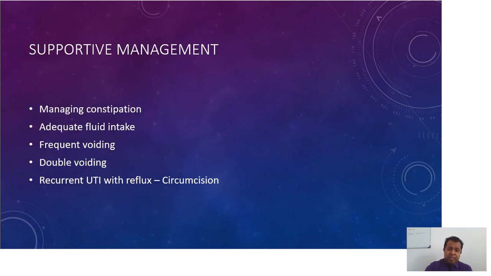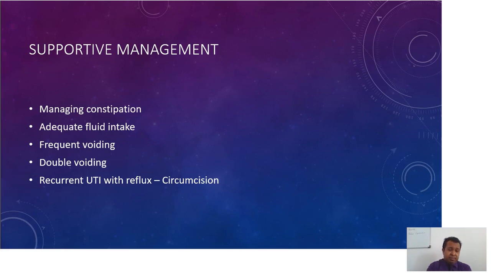Therefore, ladies and gentlemen, I come to my last slide, supportive management. This is very, very important. This can prevent urinary tract infection to a higher degree. Even though we talk about prophylaxis, surgeries and those important interventions, this supportive management will have a big impact on management of urinary tract infection in children with underlying vesicoureteric reflux.